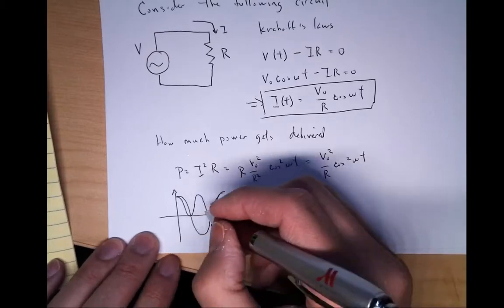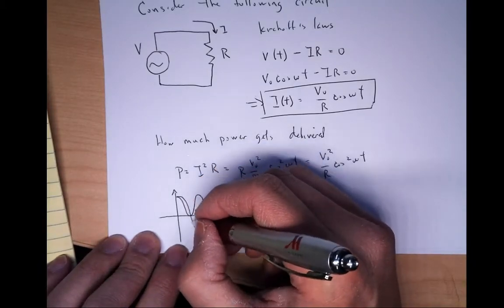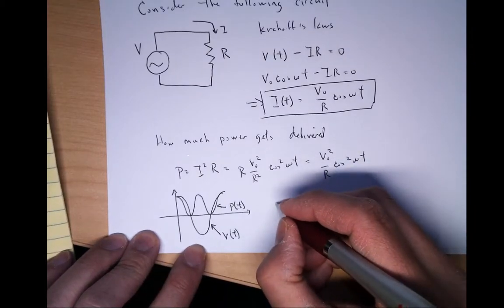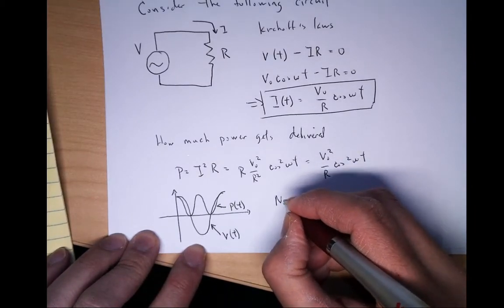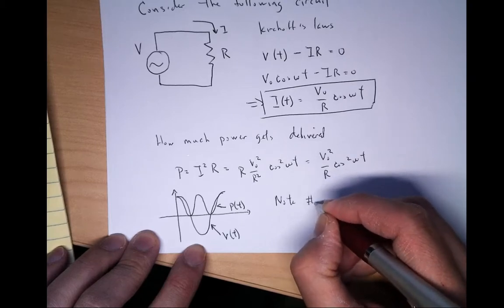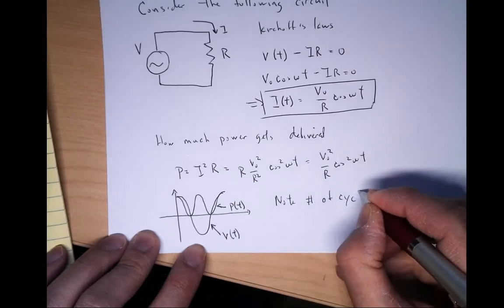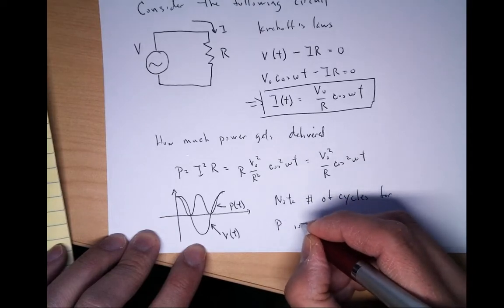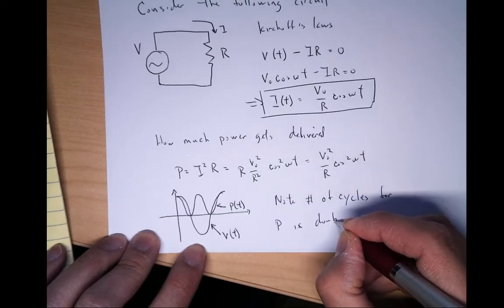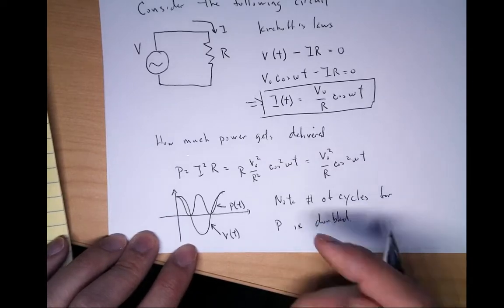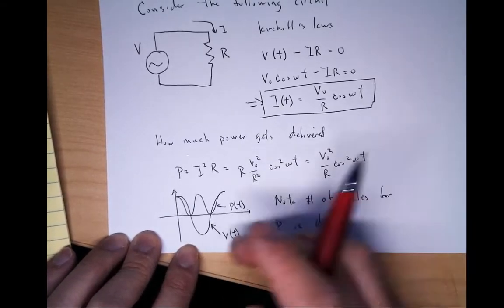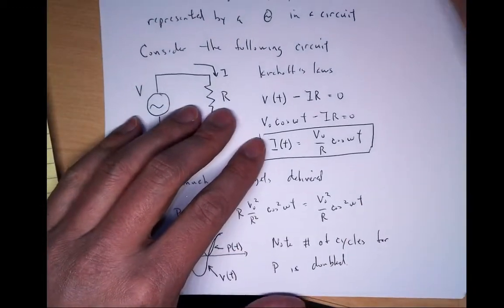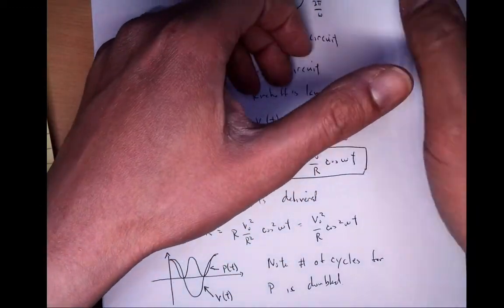And what you notice is the number of cycles: one cycle for the v, two cycles for p. So note, the number of cycles for p is doubled. The other thing you notice is that p is always positive. It's never negative. That's going to be important in a second.